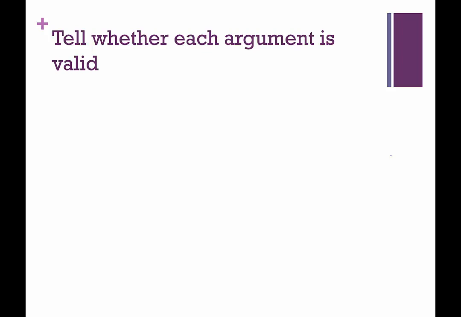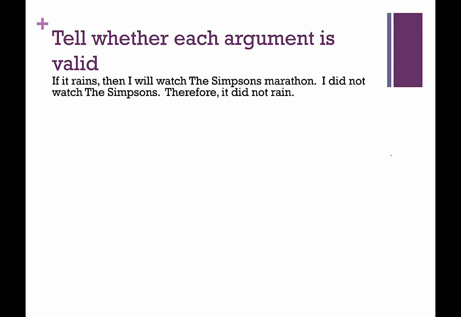So let's decide whether this argument is valid or not. If it rains, then I will watch the Simpsons marathon. I did not watch the Simpsons marathon, therefore it did not rain. Okay, so first we need to figure out the simple sentences here. We have it rains as one simple statement, and I watch the Simpsons marathon would be another simple statement. So identify and label the simple statements.